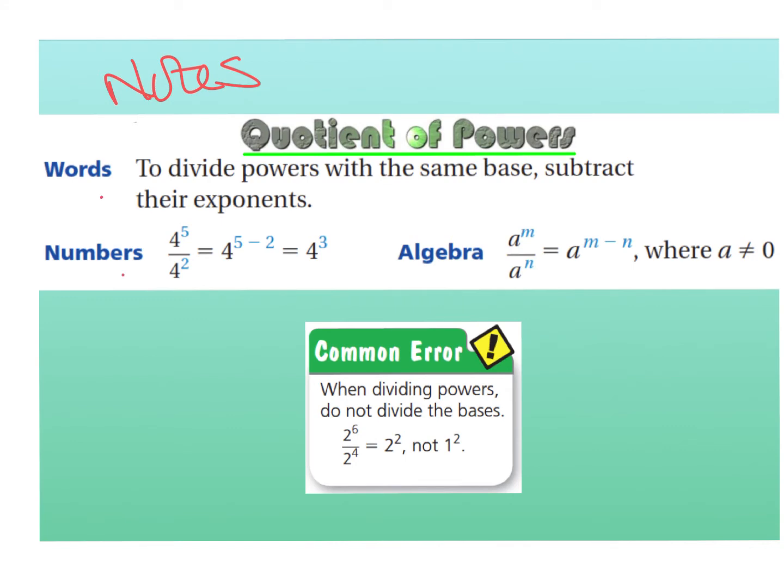So I would like this in your notes. All three: words, numbers, and algebra. So to divide powers with the same base, you subtract their exponents. The big thing you have to remember is you're just subtracting the exponents, not the bases. We'll do that with whole numbers, not with anything with a power.